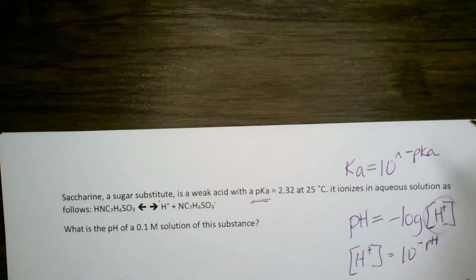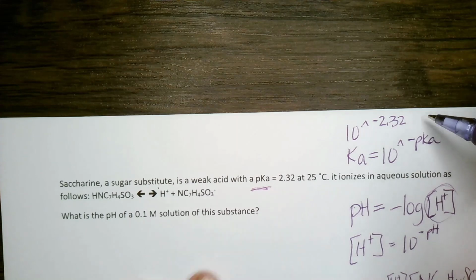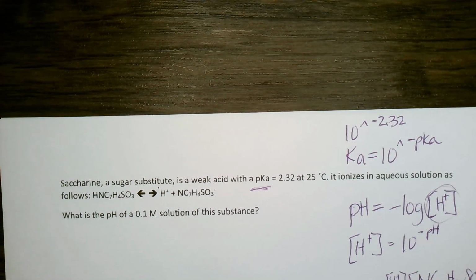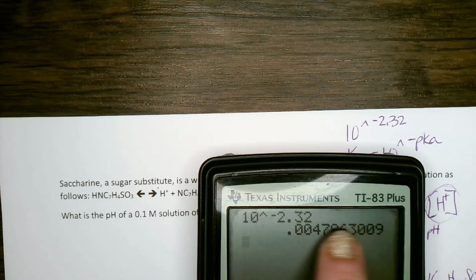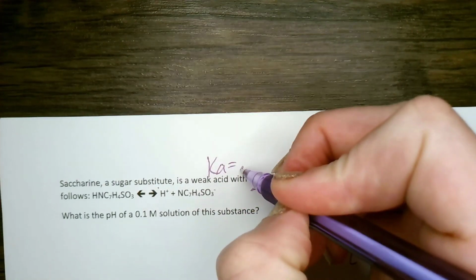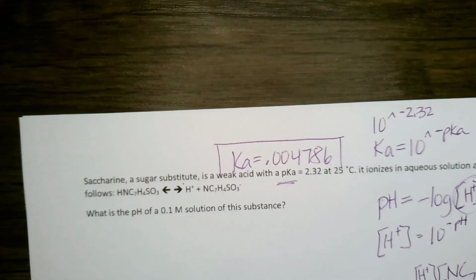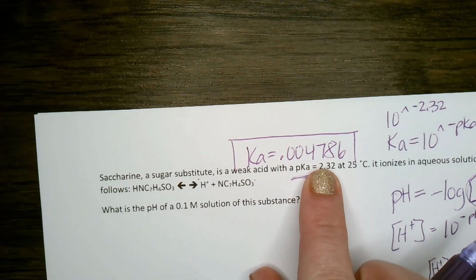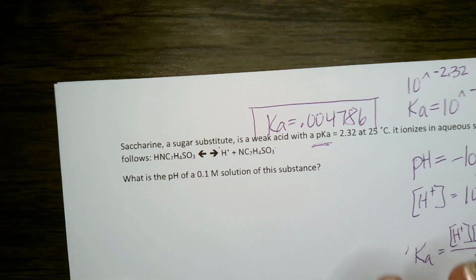So let's solve for this and do 10 to the negative 2.32. Let's get our calculator out. 10 to the negative 2.32. So now we have our Ka value of 0.004786. So Ka is equal to 0.004786. Now we can work backwards and do our ICE table, because we need to find the pH of a 0.1 molar solution of this substance.